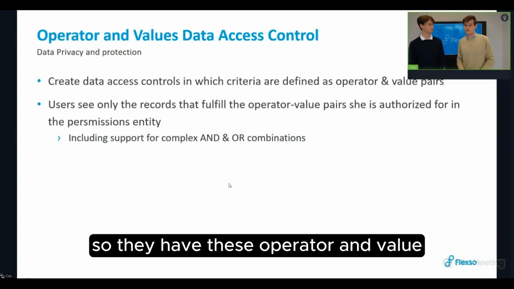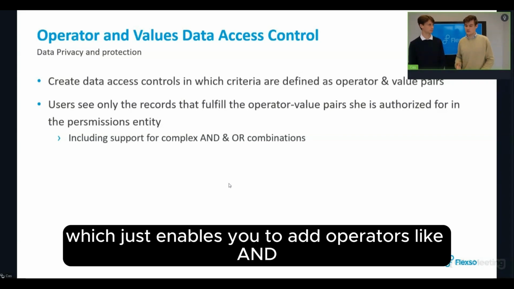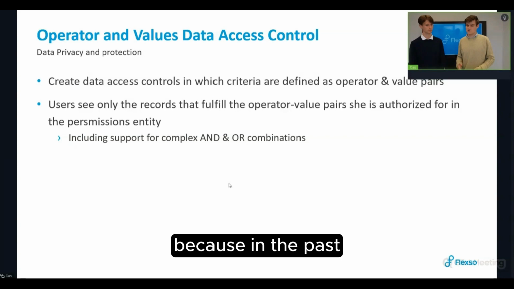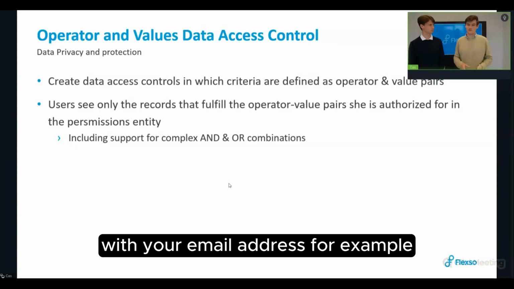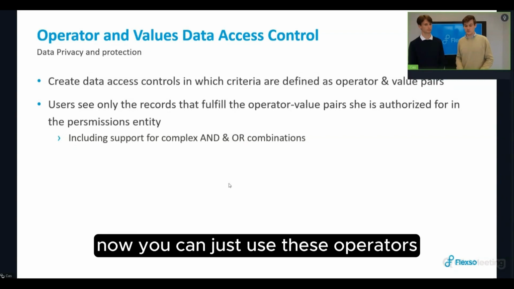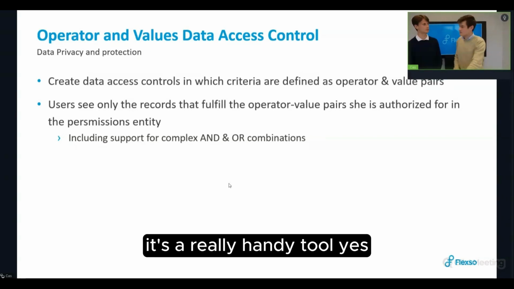So they have these operator and value data access controls, which just enables you to add operators like and or and make combinations with them. Because in the past you would have to make these cross joins with your email address, for example, and all different possibilities. Now you can just use these operators. It's a really handy tool.